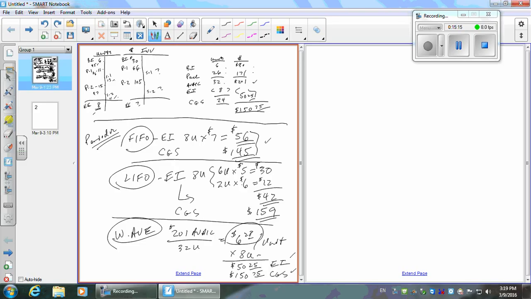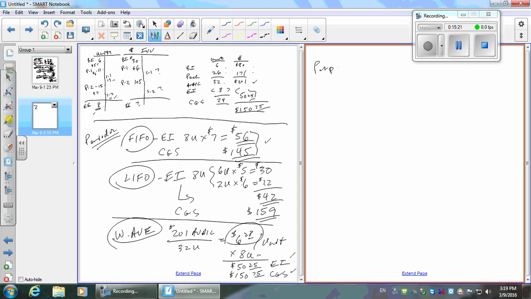So those aren't too bad, are they? Now, a really nice thing about perpetual, we'll put perpetual over here. A really nice thing about perpetual is FIFO gives me exactly the same result as periodic would. That's because every time I sell something, I'm selling the old stuff and keeping the new. So I end up with the last ones I bought, right? Still in inventory, because I'm always selling the oldest one, huh? Okay? So it'll give me the same answer.